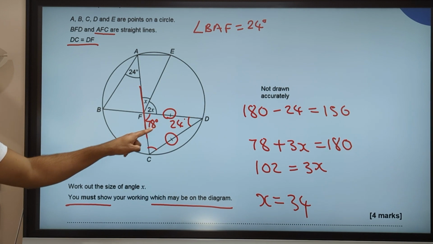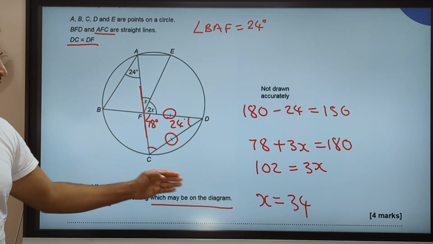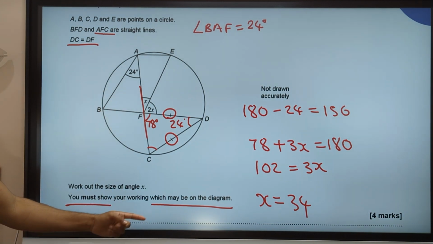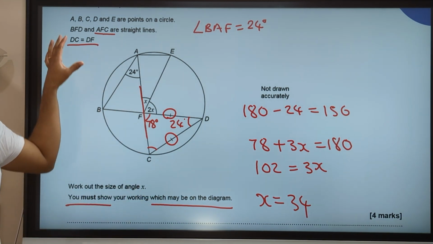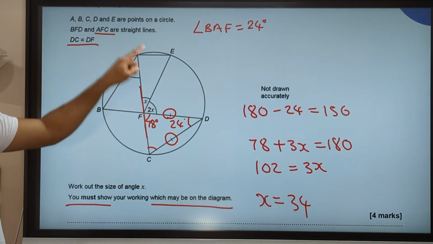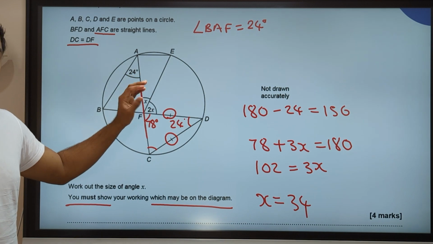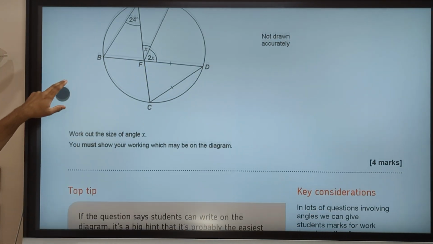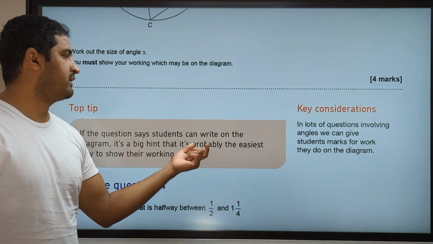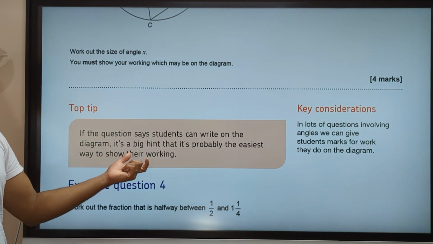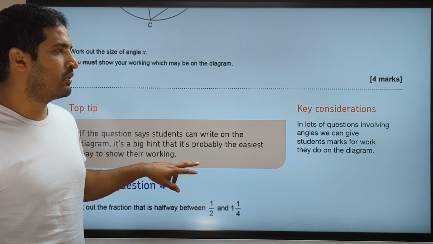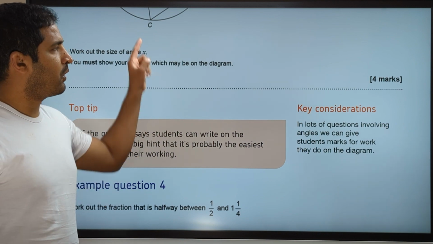So again, remember, by using these diagrams and writing on the diagrams, we save a lot of time. Otherwise, this would be slightly confusing if you just try to write it down on there. So use the facts or hints that they give you in the exam. Use this fact here so you can write it on the diagram, and that saves you a lot of time. If the question says you can write it on the diagram, it's a big hint that it is probably the easiest way to show your working out. Okay. Lots of questions involve angles, which can give students marks for work they do on the diagram, like I showed you earlier.